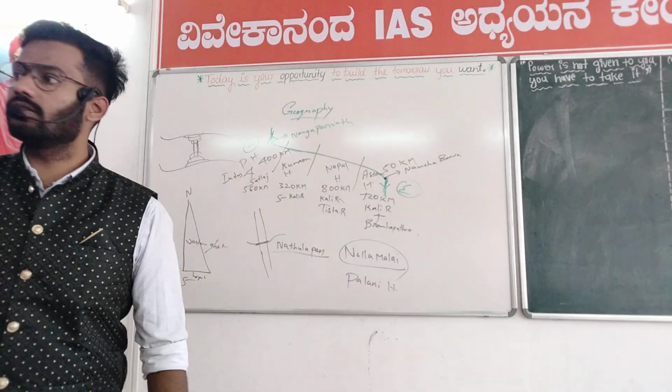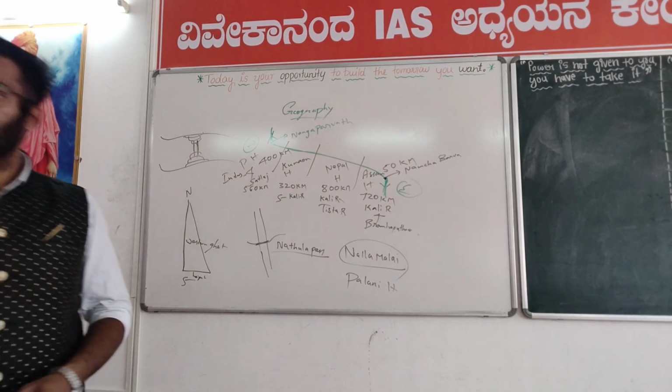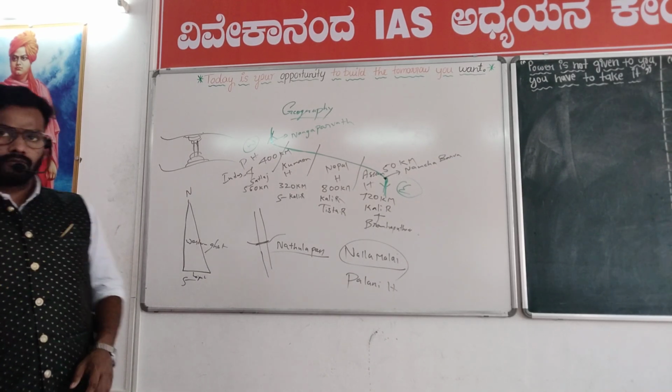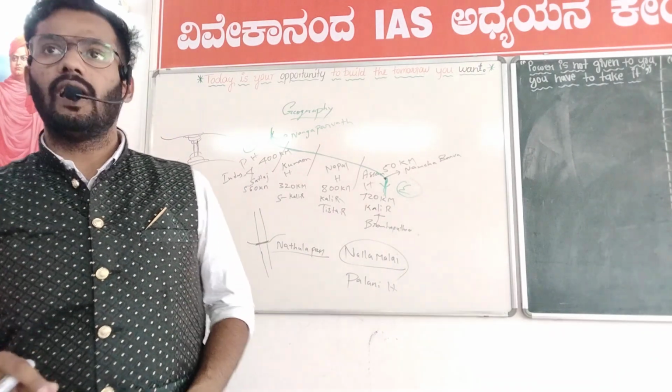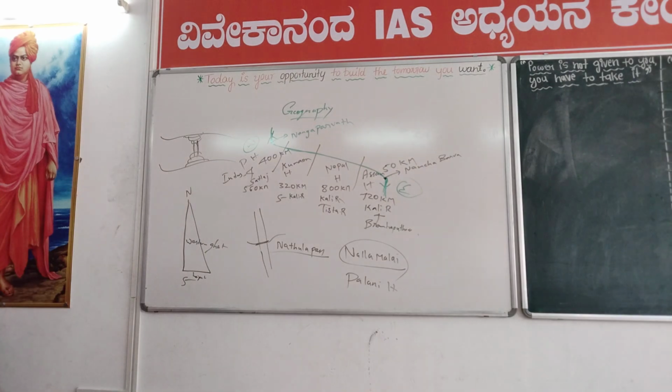Western Ghat starts from Gujarat, okay? Gujarat, Maharashtra, Goa, Karnataka, Kerala, some parts of Tamil Nadu. So, when it comes to south, the height would be more. When it comes to north, the height is very less.